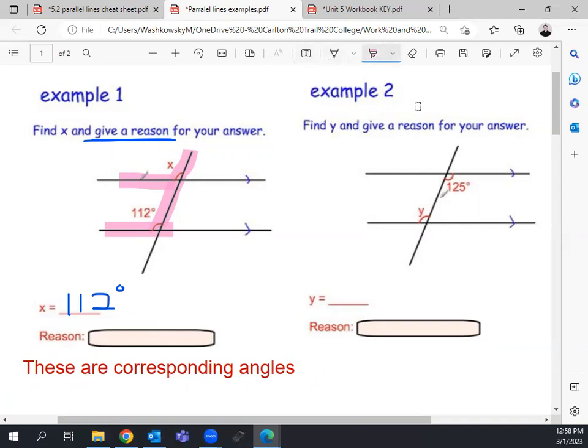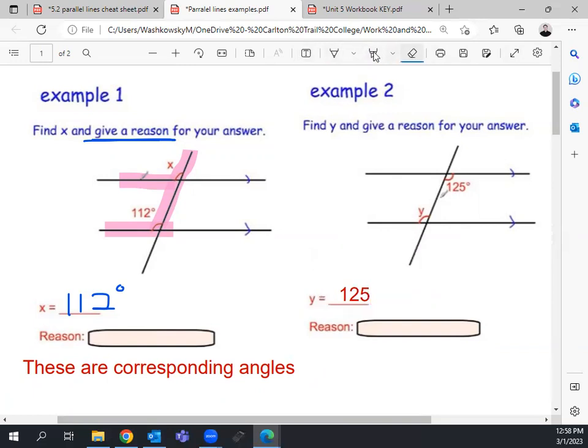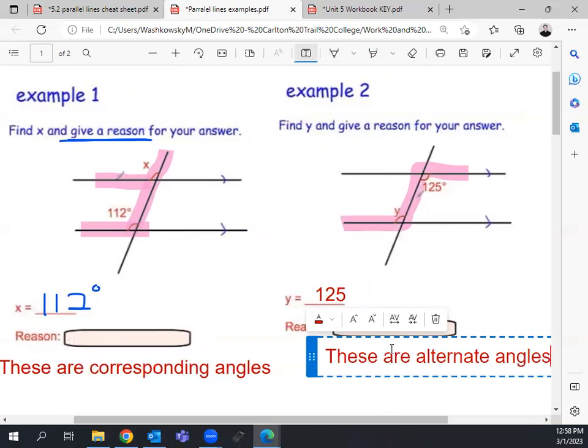All right, and so for example two, first off, what do you think y is going to be? Angle y. Thinking 125? And how come you think 125? They're alternate angles. Yeah, so I can make myself, oh, look at this, I have a Z. What's a Z? Oh, Z is alternate angles. You'd say, hey, these are alternate angles.